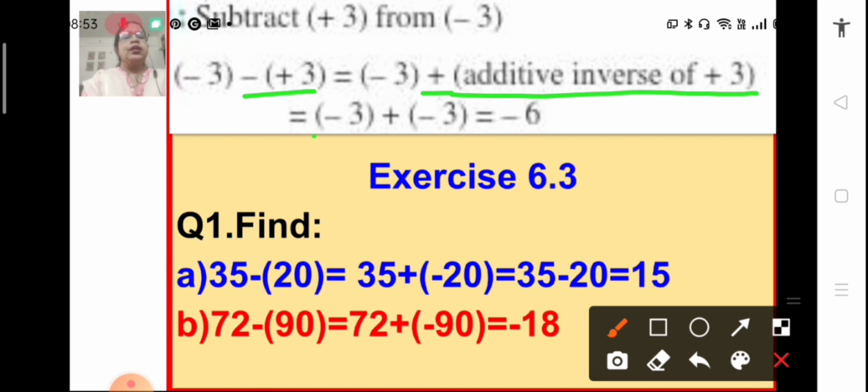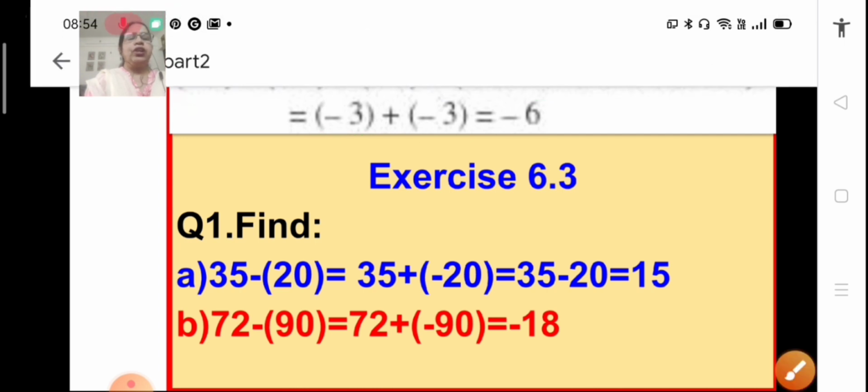So it is negative 3 plus negative 3, because the additive inverse of positive 3 is negative 3. So negative 3 plus negative 3 becomes negative 6. Now let's solve the problems of exercise 6.3.